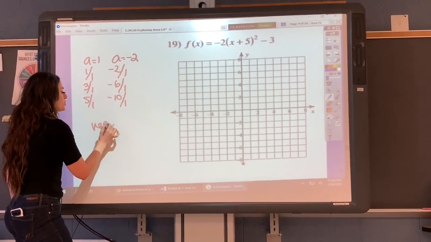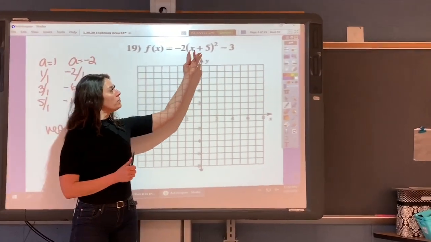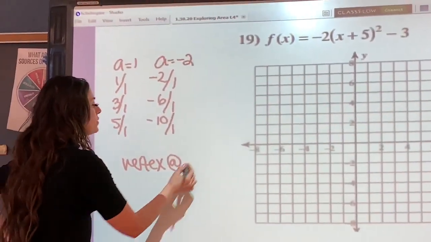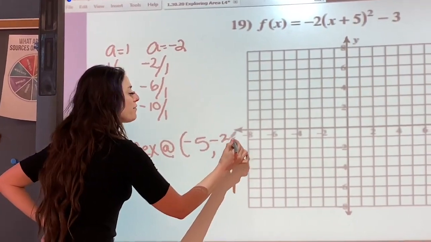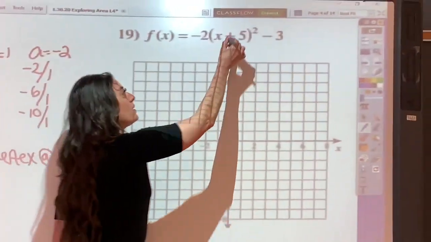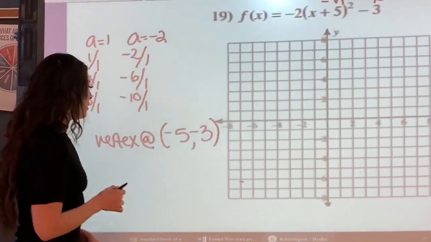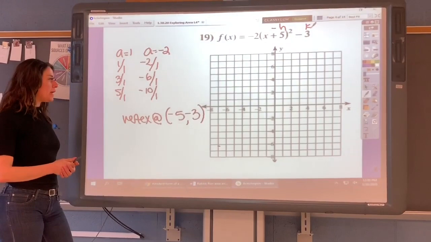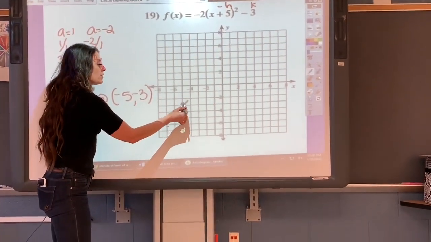My vertex, which is my starting point, is at, now go back, it says x plus 5. I'm going to use the opposite x value. So it's going to be at (-5, -3). This is your negative h value, and this is your k value. Okay, let's plot our starting point. (-5, -3). All over here, (-5, -3).